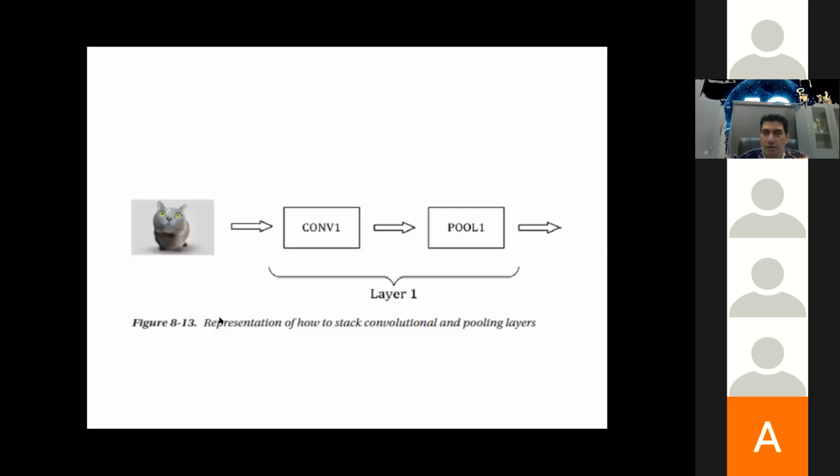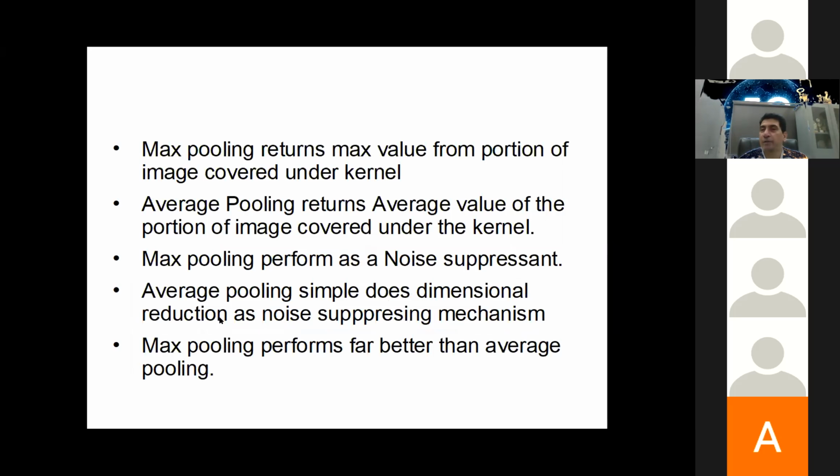Maximum pooling takes the maximum value for the portion of the image covered by the kernel. Average pooling returns the average value of that image portion. Many times I require an average, that is, the average intensity of that particular portion. Maximum pooling performs noise suppression. I use maximum pooling because there might be some noise in this particular area, and if I want to reduce that, I use this.